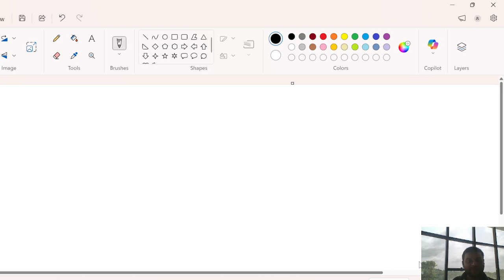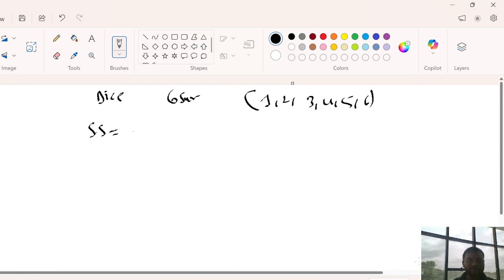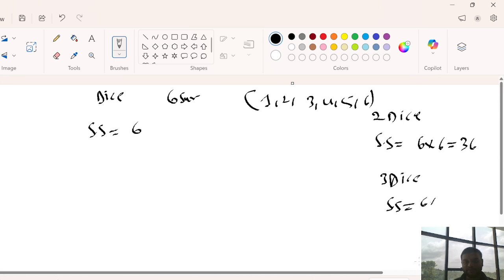Okay, friends, we are having an unbiased dice. A dice has six surfaces, with the numbers 1, 2, 3, 4, 5, 6. When a single dice is rolled, the sample space will be 6. When two dice are rolled, the sample space will be 6 into 6, that is 36. When three dice are rolled, the sample space will be 6 into 6 into 6, that is 216. You may be getting questions up to three dice also in an examination, so you must be ready for that.